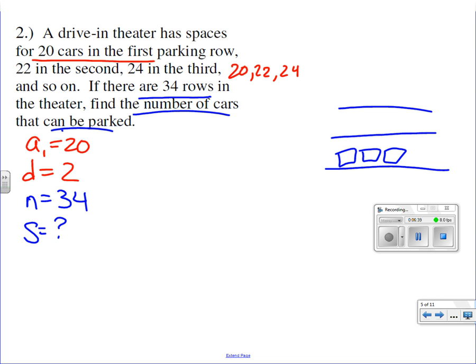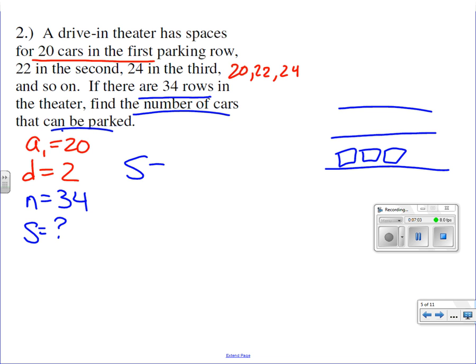Sum. Okay, so we're trying to find the sum. So find the number of cars that can be parked. We're trying to find the total, which is the same thing as sum. All right, we're going to start with the purple formula and see if it'll work out for us. And if not, we may have to use the green one. But let's try the purple one first.